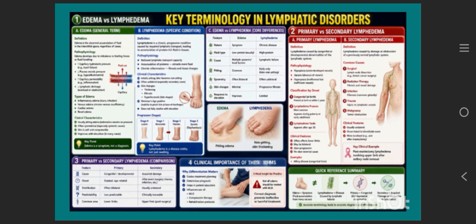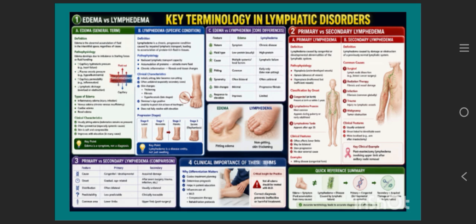And what are the clinical features? First, unilateral. Secondly, onset linked to an identifiable event. Thirdly, more localized, for example the arm after mastectomy. So now, primary versus secondary lymphedema. We should do a comparison of these so you may understand better.